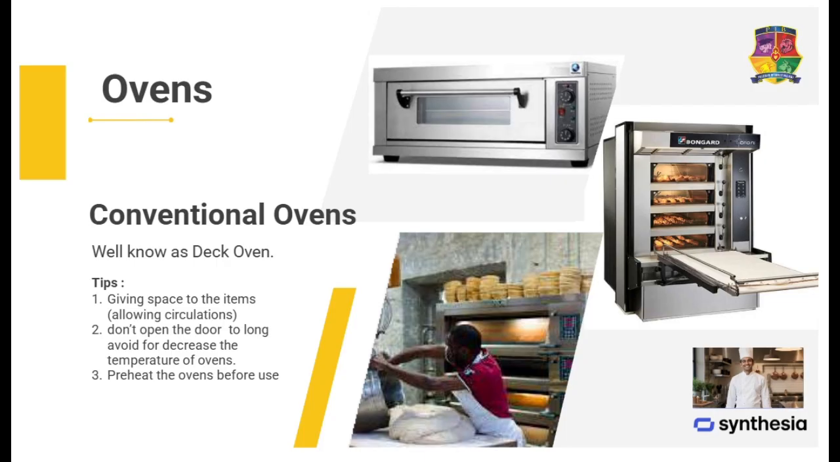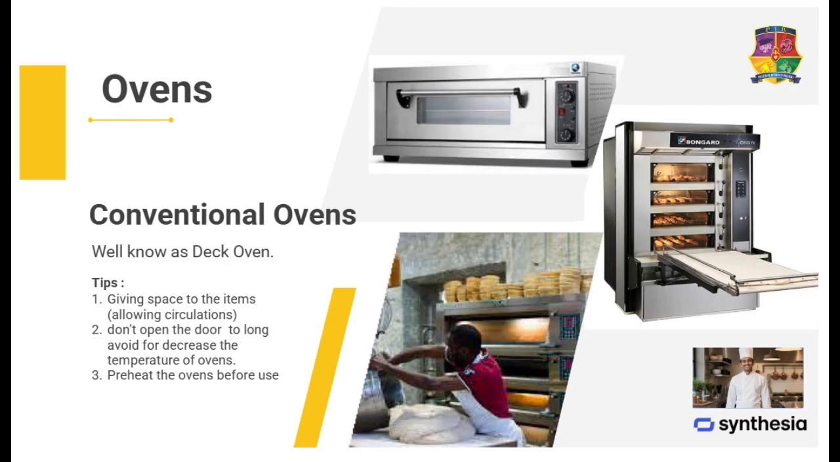Second, avoid opening the oven door too frequently. Every time we open the door, heat escapes and the oven temperature can drop. This can affect the baking process, particularly for products that require a stable temperature. Third, always preheat the oven before use. The oven needs to reach the required temperature before the product is placed inside. Preheating helps create more consistent baking conditions.